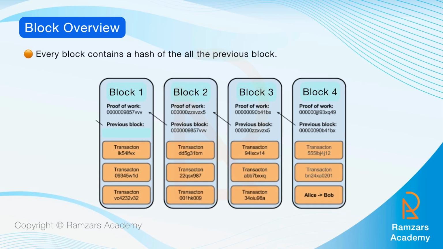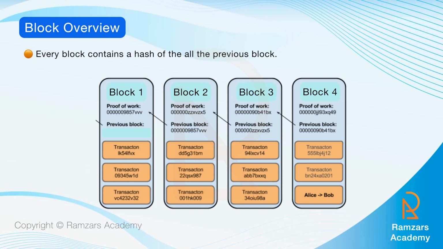In the previous slide, we have seen different components of a block. Now, we will see how blocks are interconnected to each other. As you can see in the diagram, there are 4 blocks numbered from 1 to 4. The first block is Genesis block, and it does not contain the previous block hash. All the blocks have different nonces and contain some data in the form of transactions.